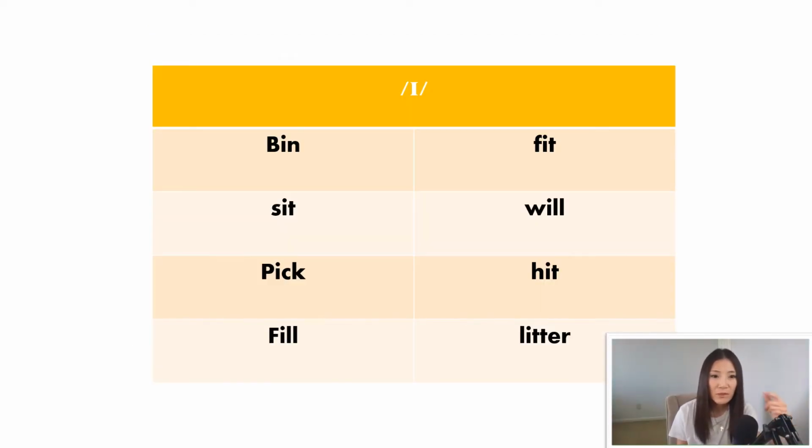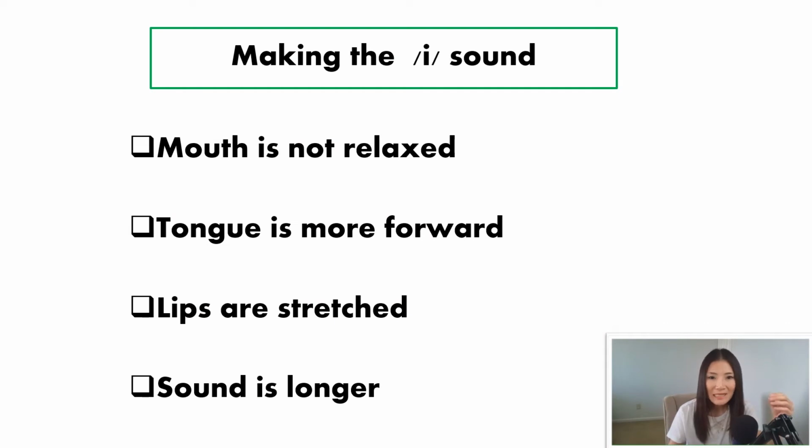Here's a list of words with the I sound. I'm going to read from top to bottom and please repeat after me. Bin, sit, pick, fill, fit, will, hit, litter.